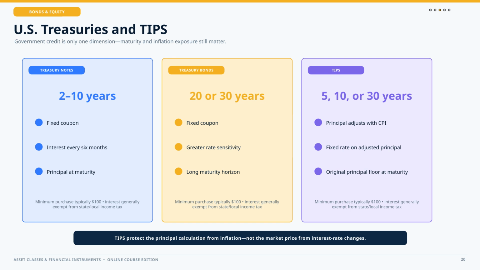Treasury inflation-protected securities, or TIPS, mature in 5, 10, or 30 years. Their principal adjusts with the Consumer Price Index, and the fixed coupon rate is applied to the adjusted principal. At maturity, Treasury pays the greater of the inflation-adjusted principal or the original principal. TIPS reduce inflation risk in the contractual principal, but their market prices can still fall when real interest rates rise.